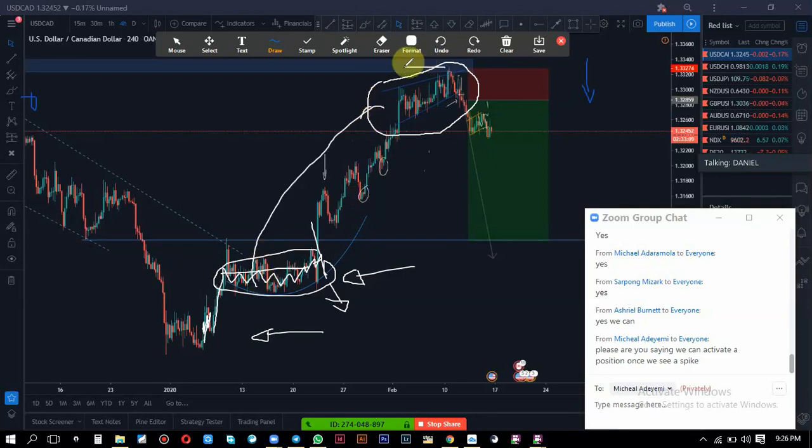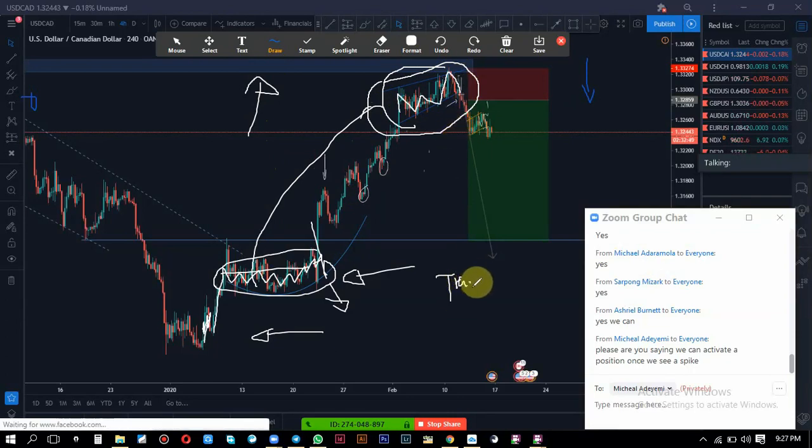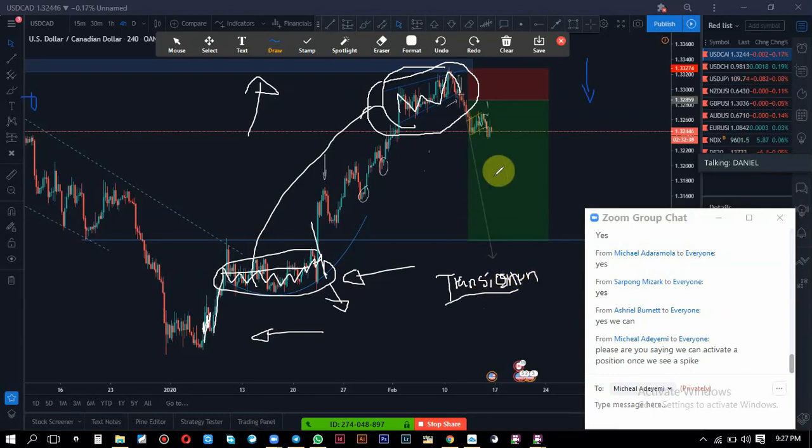When it reaches this level, remember, it was approaching our resistance. So we are basically looking at how the price approaches that level. Here the market began to slow down. When the market slows down, it's then transition mode. It can happen that now the buyers are handing over to the sellers.